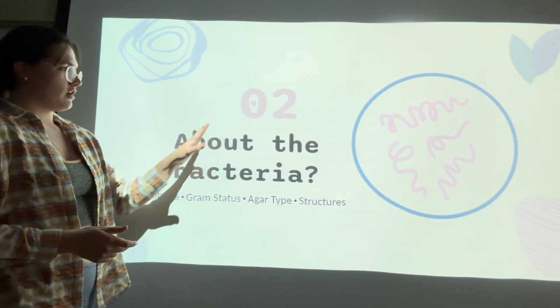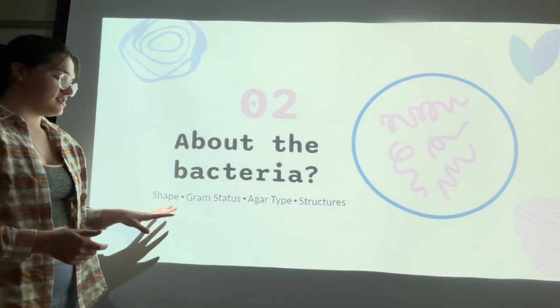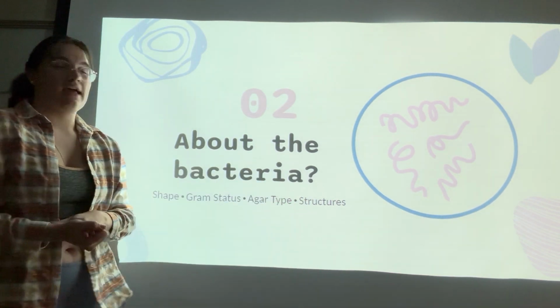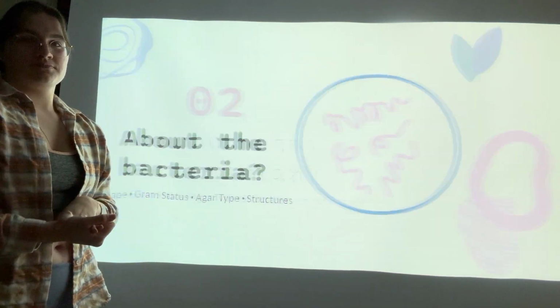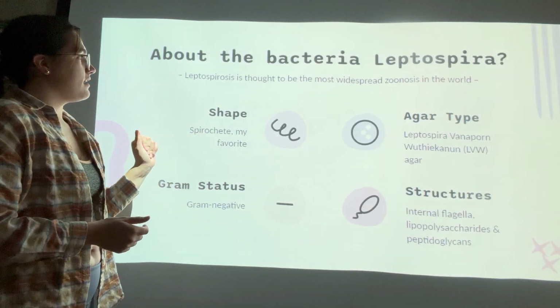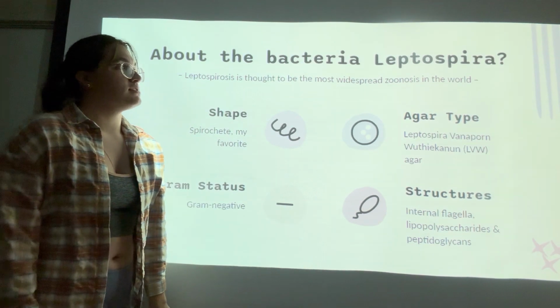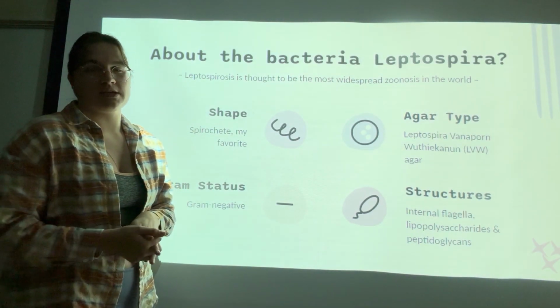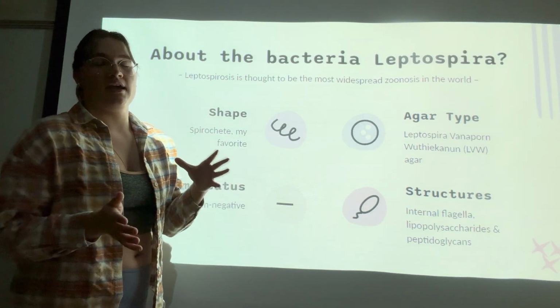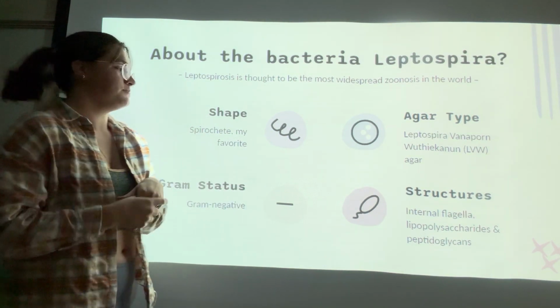So next we're going to be talking about what the bacteria actually is, its shape, gram status, the type of agar that we would grow it in, and the structures. So the shape is spirochete, and leptospirosis is the most widespread zoonosis in the world, which just means that it's the most common disease caused by animal to human contraction.